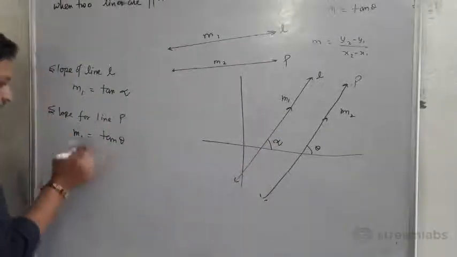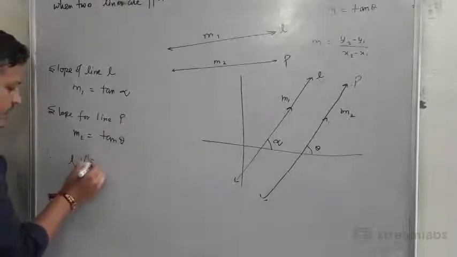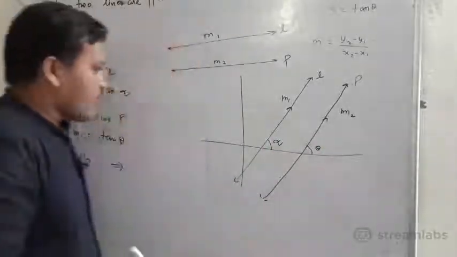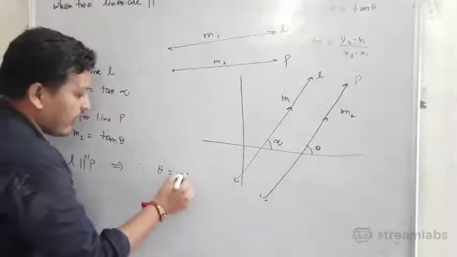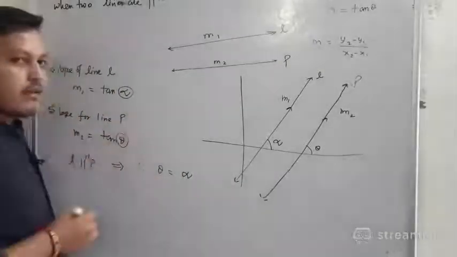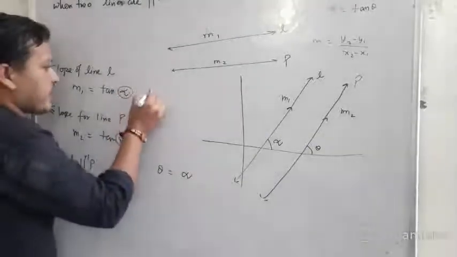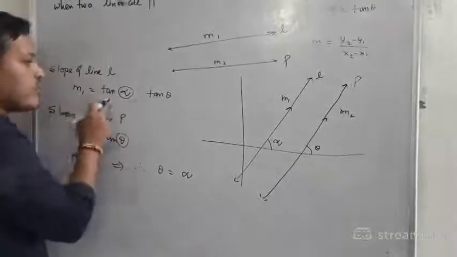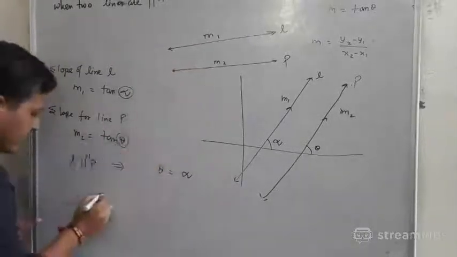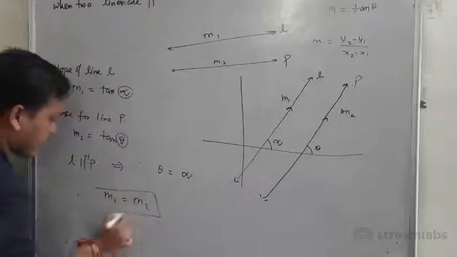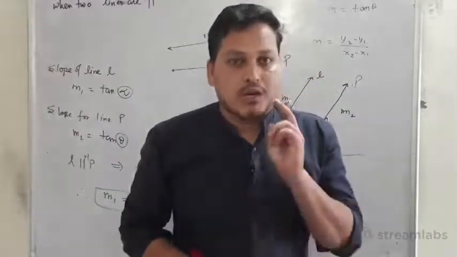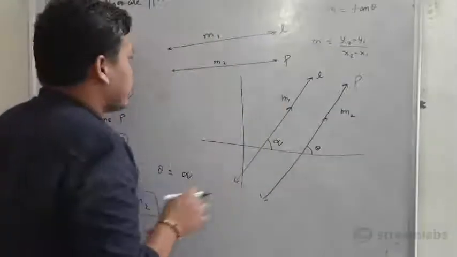Now since L is parallel to P, these two angles are corresponding angles for the two parallel lines, therefore theta equals alpha. So can we replace alpha by theta? Yes, we can replace either one. Replacing alpha by theta, M1 equals tan theta and M2 also equals tan theta. So directly we can write M1 equals M2. This is the property: when two lines are parallel, their slopes are equal. Remember this point.